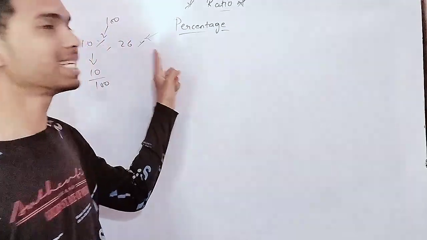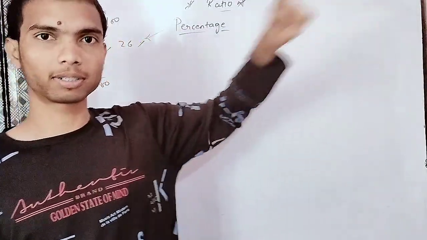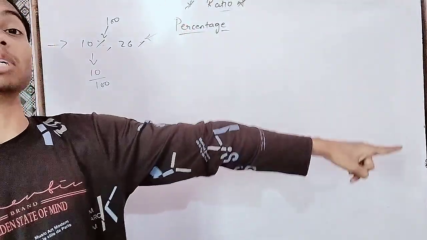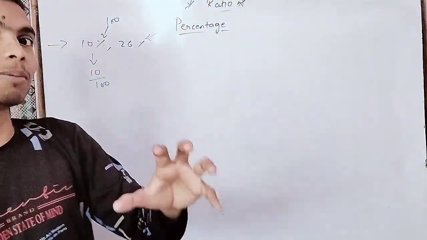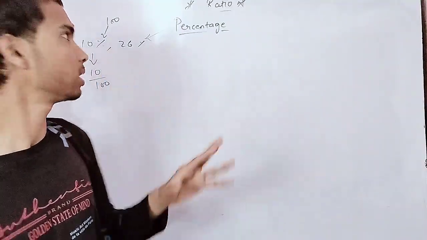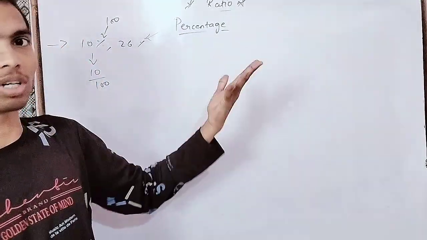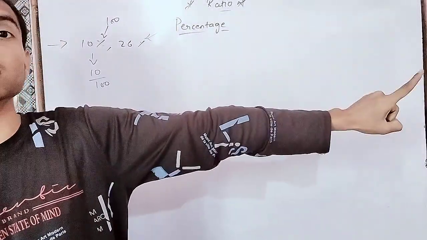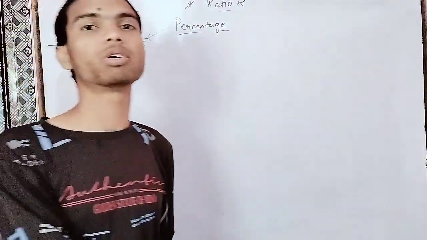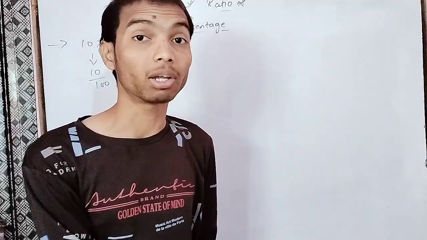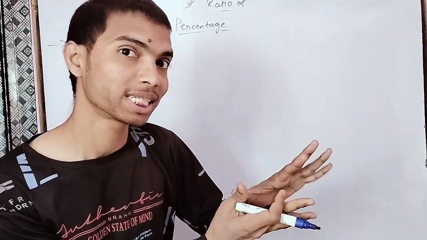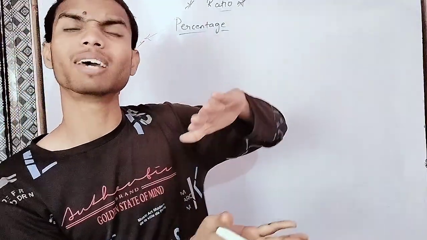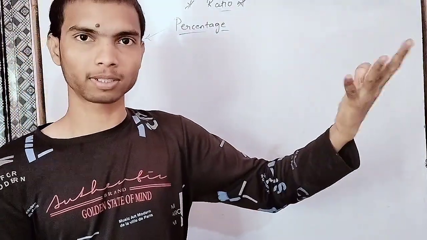The 100 is in the denominator, not in the numerator. This hint, which is 100, is always in the denominator. The given number is the number in place of the numerator of a fraction. So in 26 upon 100, 26 is in place of the numerator, whereas 100 is in place of the denominator.